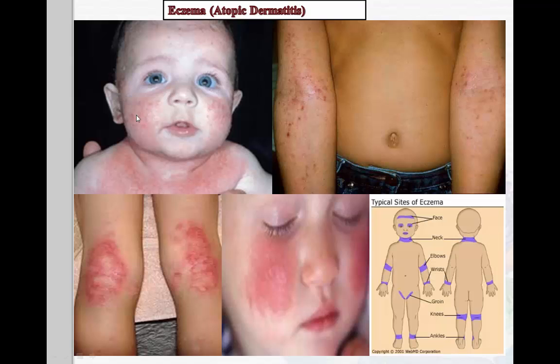If you look at this baby, it is in the cheeks, in the neck. This is the antecubital area. This is very atypical in the knees, but normally it's not there. If you look at this schema, it is in the forehead, in the eyelids, in the cheek, in the neck, in the antecubital, in the wrist, in the groins, in the ankles, and the posterior area of the knee. So popliteal fossa. This is the popliteal fossa.